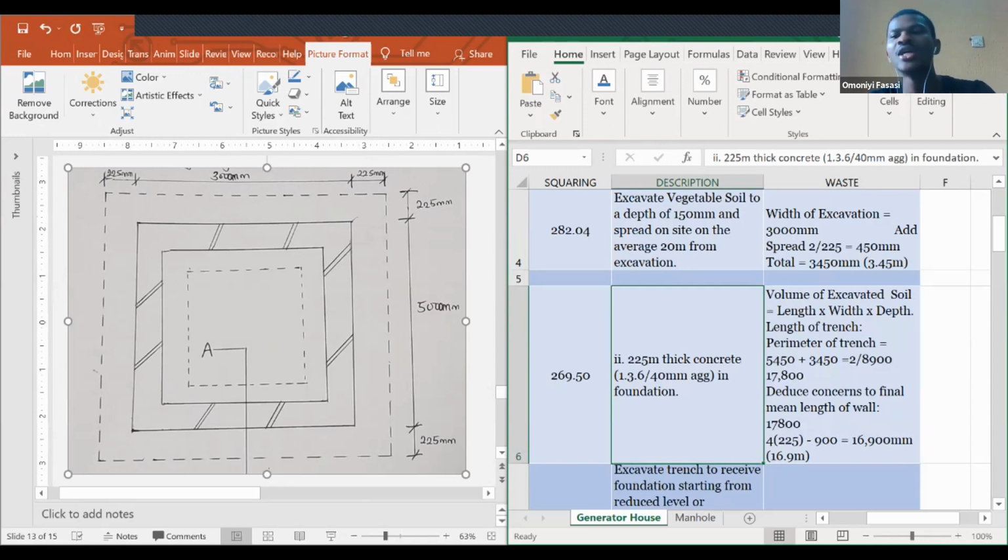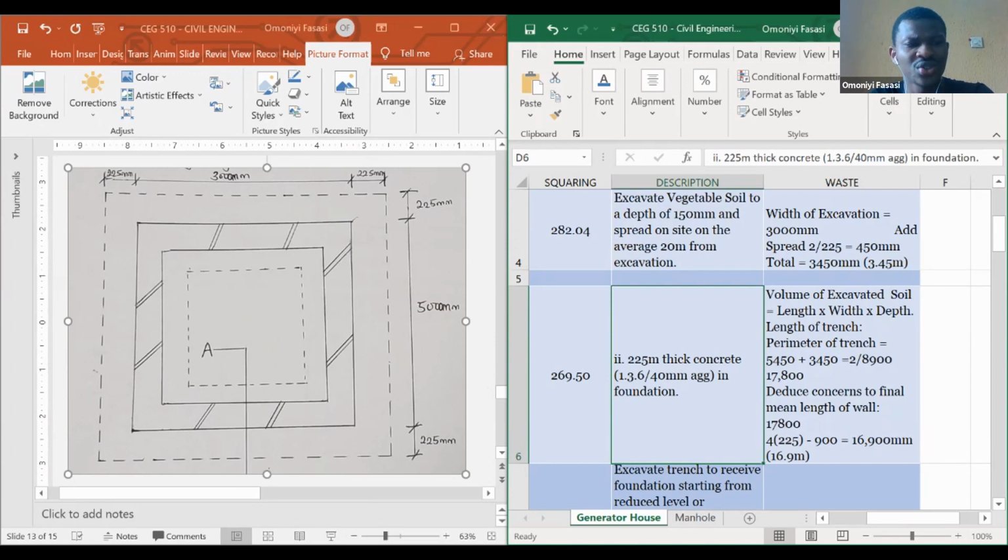So this is what? The length of the trench we are working with, or the length of where we want to place our footing. That's 16.9. I hope this was explanatory enough. Because we'll be using this value moving on, so I don't want to go back. Sorry, I missed.